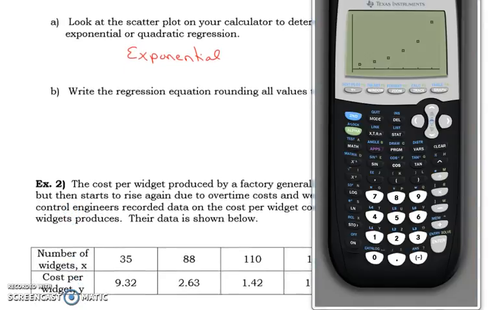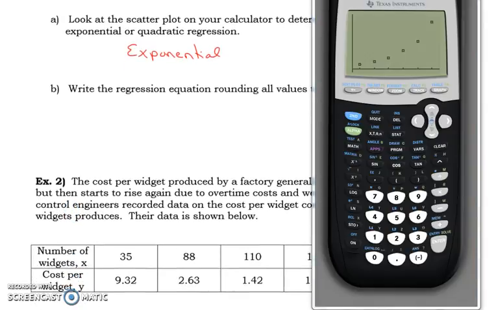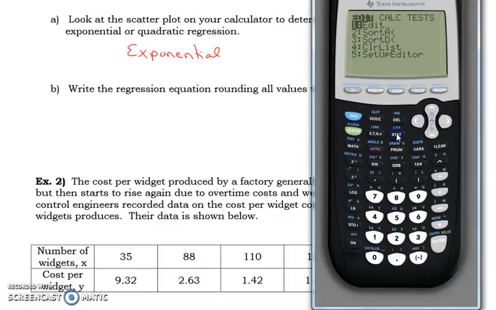So now what we're going to do is we're going to write the regression equation, rounding all values to the nearest hundredth. And this, like I said, is done in the exact same way a linear regression is done. So I'm going to hit the stat button. I'm going to go over to calculate. And rather than doing a linear regression, option 4, I'm going to keep scrolling down, and I'm going to do an exponential regression, which is option 0.